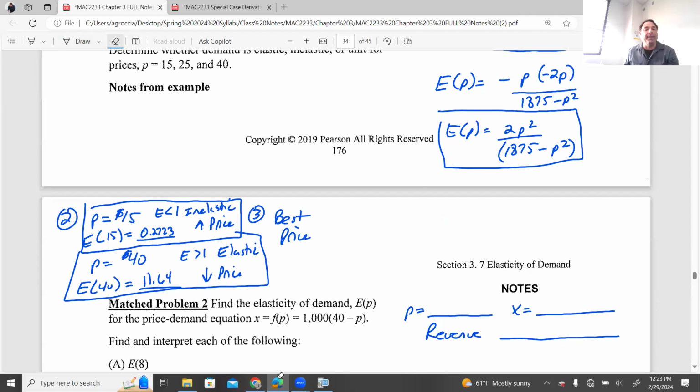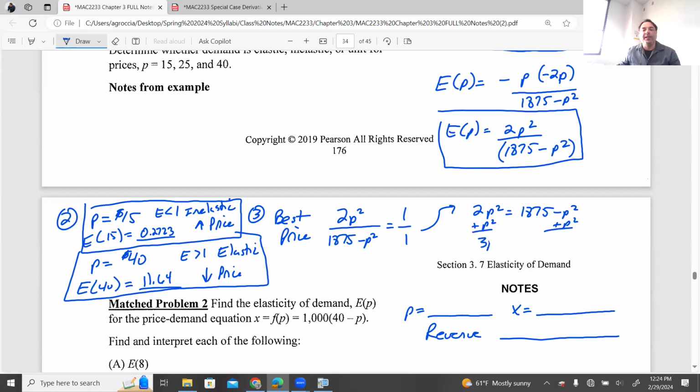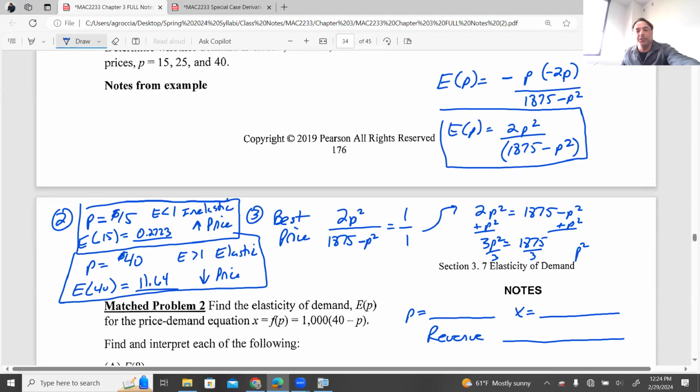So if we want to find the best price, which we could have just jumped straight to, you set your equation 2p squared over 1875 minus p squared equal to 1. Okay, and then when we work this out, 1 is really 1 over 1, so we can cross multiply. That will give us 2p squared equals 1875 minus p squared, add p squared to both sides. Be careful. This is 3p squared equals 1875. Divide by 3.